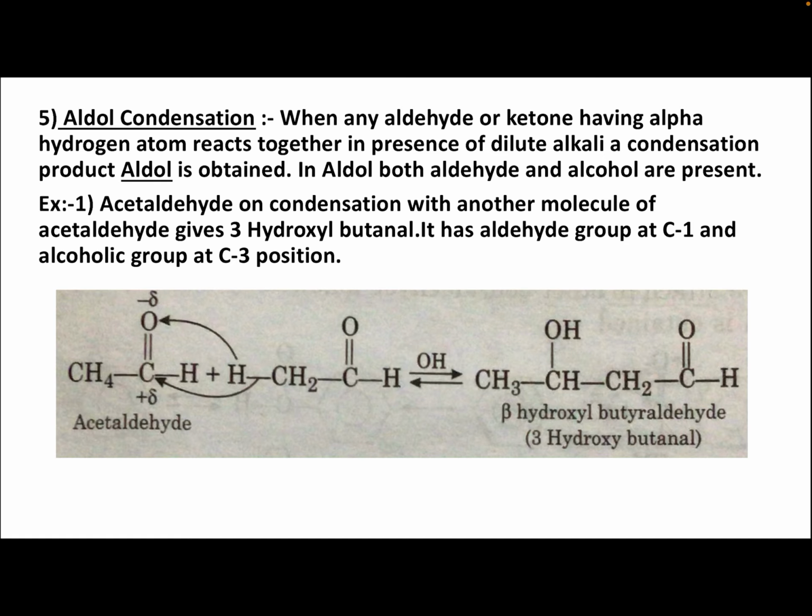Example, acetaldehyde on condensation with another molecule of acetaldehyde gives 3-hydroxybutanal. It has an aldehyde group at C1 and an alcoholic group at C3. At C1 you have the aldehyde group C double bond O H, and at position 3 you have the hydroxyl group. So 3-hydroxybutanal or beta hydroxybutyraldehyde. Beta hydroxy means the carbon next to the carbonyl is known as alpha, and the next one is beta.